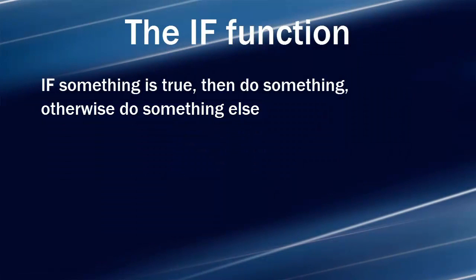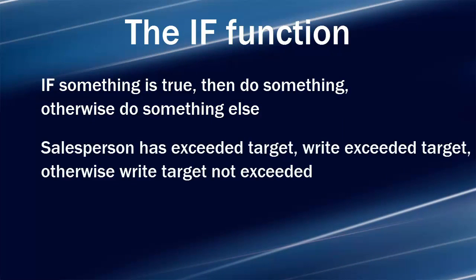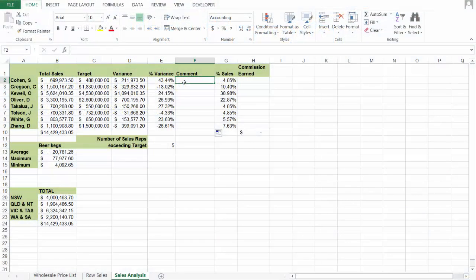In our example, if the salesperson has exceeded target, then write "exceeded target". Otherwise, write "target not exceeded". Let's have a look at the spreadsheet. It's always good to first look at the spreadsheet and the result you are trying to achieve.